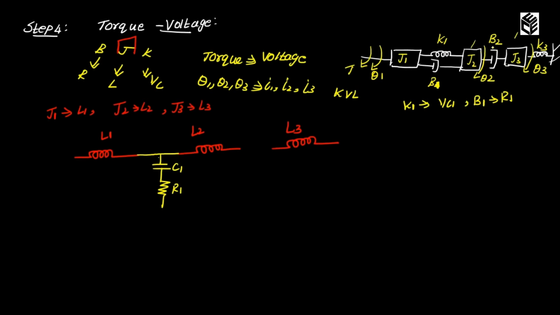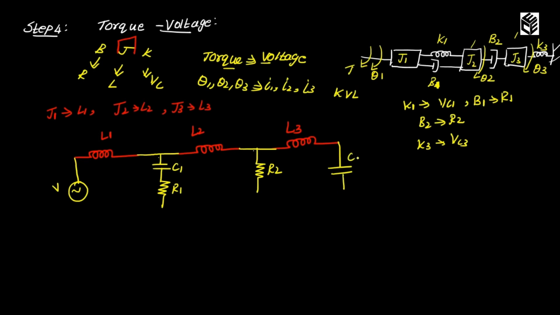Similarly, between 2 and 3, is there any common element? So between 2 and 3, I have a common element B2. So B2 is replaced as R2. So between 2 and 3, I have an element R2. Now check the node L1, we have an applied torque. So torque is replaced as voltage. Now to the node L3, do we have any specific element? That is K3. So K3 is replaced as 1 by C3. So I am going to put C3 here.